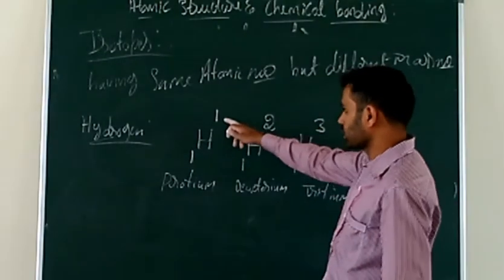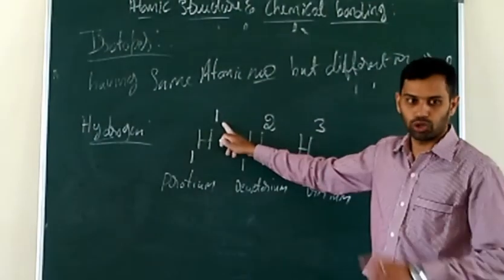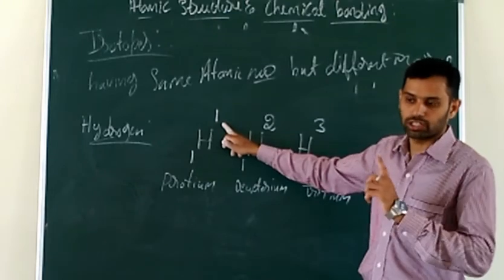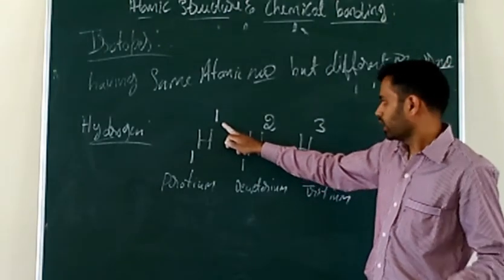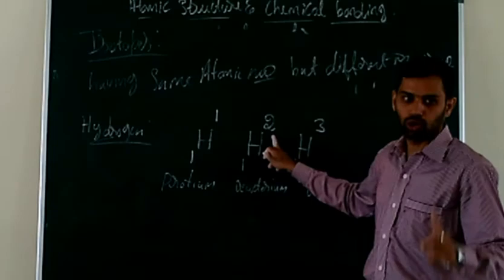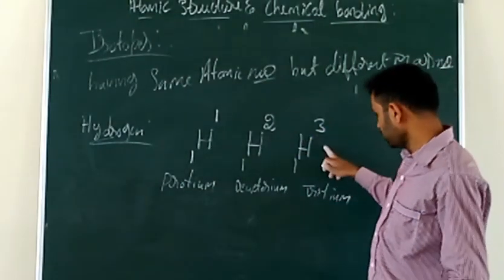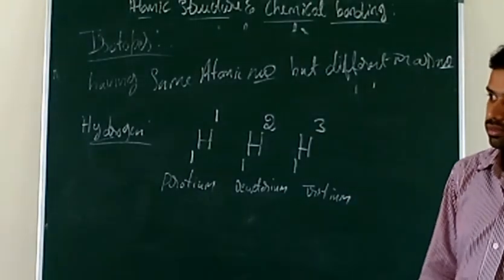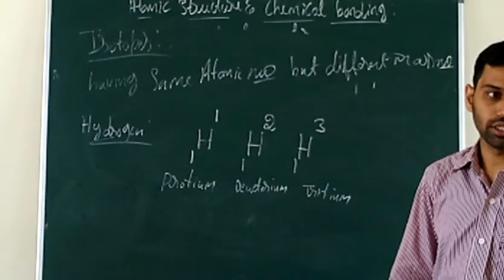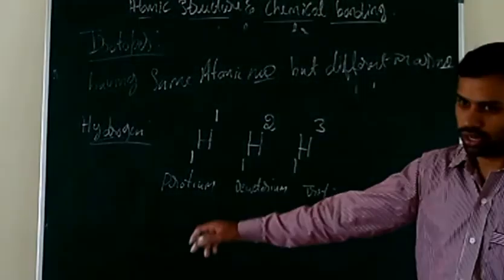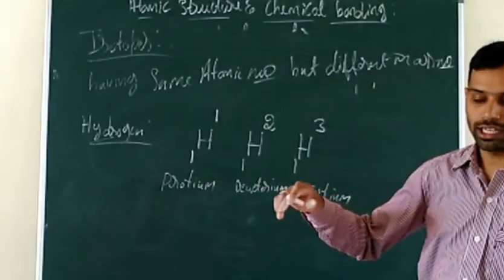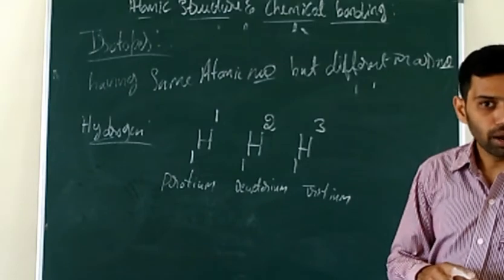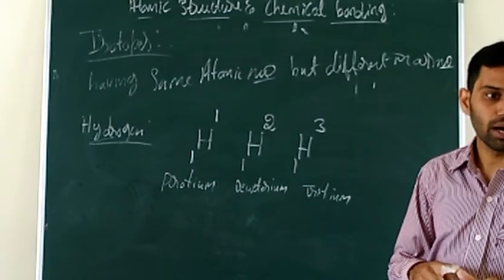So here only one proton is there, no neutron. The neutron is not present in protium. Whereas in deuterium, one neutron is there. In tritium, 2 neutrons are there. So these are the isotopes of hydrogen. Isotopes are atoms of the same element having the same atomic number but differing in the mass number.